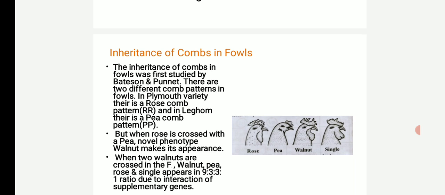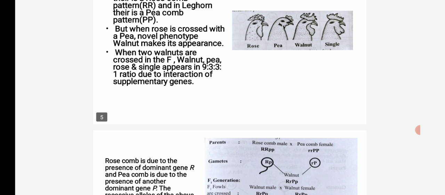But when a rose-combed fowl is crossed with a pea-combed fowl, a novel or new phenotype, walnut, makes its appearance. When two walnuts are crossed, in the F2 generation walnut, pea, rose and single appear in 9:3:3:1 ratio, and that is due to the interaction of supplementary genes.